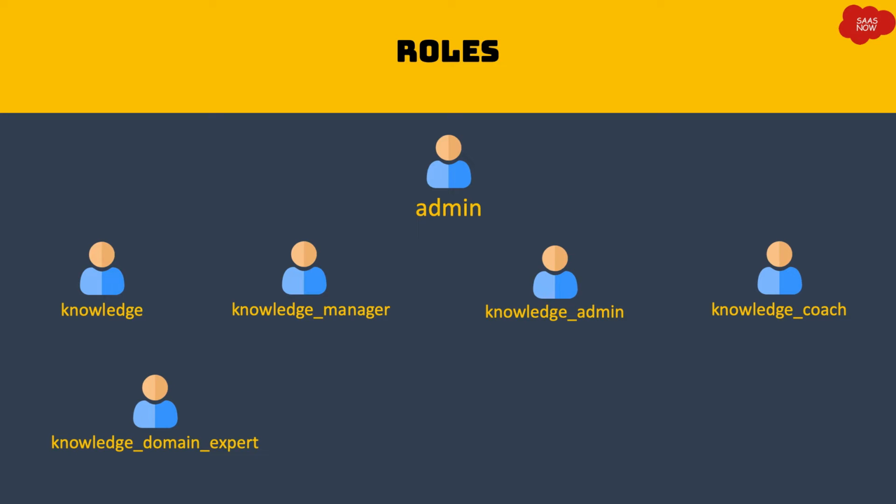Then we have knowledge_domain_expert. This role is assigned to knowledge domain experts and has similar access to knowledge coach. However, they are responsible to keep track of the health of the knowledge base. Knowledge_group_member. This role is assigned to knowledge group members who are part of an ownership group. They can edit and approve articles assigned to their groups.